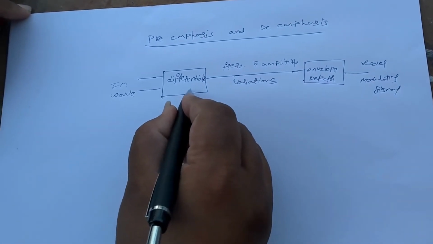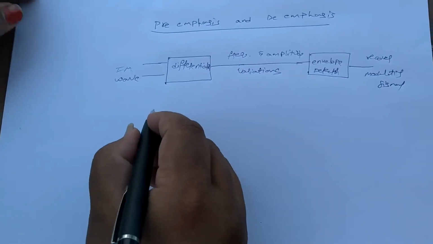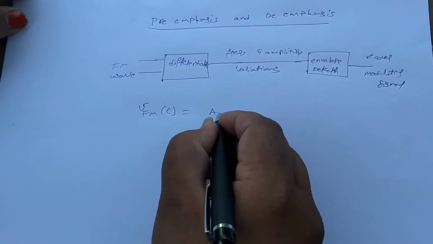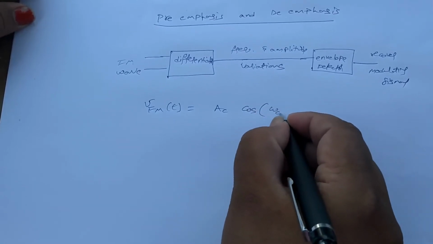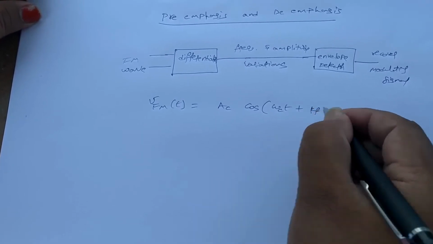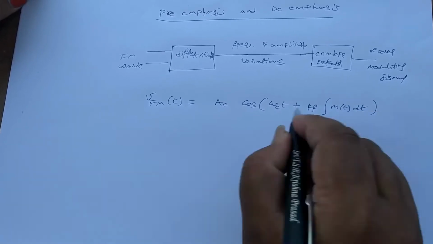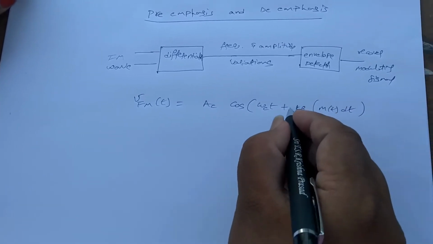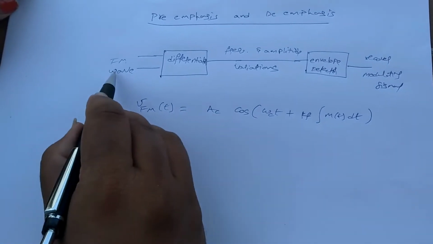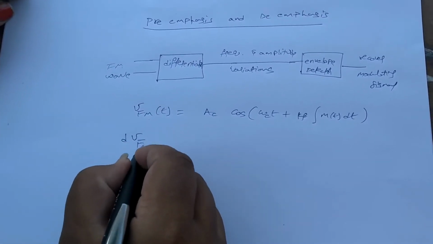Now we'll discuss how the differentiator makes the FM wave into frequency and amplitude variations. The frequency modulated signal in the time domain can be represented by V_FM(t) = A_c cos(ω_c t + k_f ∫ m(t) dt). There are some constants like 2π or others, but it's the basic concept for the frequency modulated signal. If the FM wave is applied to the differentiator, that is dV_FM(t)/dt.